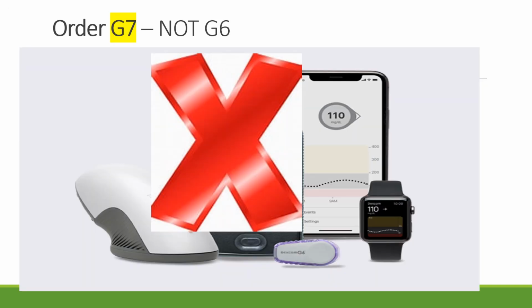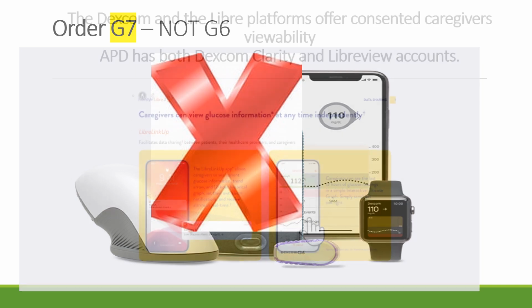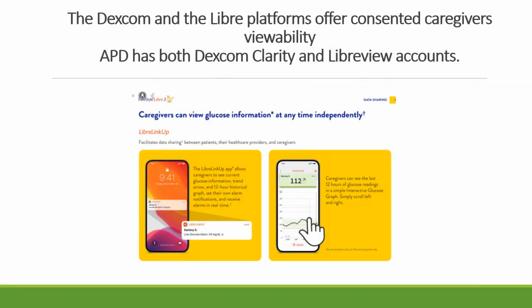And this is saying if we're starting again, we wouldn't be ordering a G6. We would be doing the G7. So these are pretty similar platforms, and both actually allow the person to share information with their primary care office, which is us, or with a caregiver. And when we set up the glucometers with patients, we help them set this up.